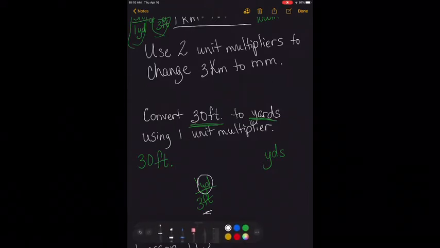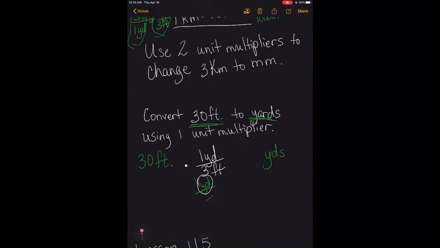Okay, so I'm going to erase that one. And I'm going to put in the unit multiplier we want. So 30 feet times 1 yard over 3 feet. Now I'm going to erase this. Now we can cross cancel. I'm going to use red to cross cancel.